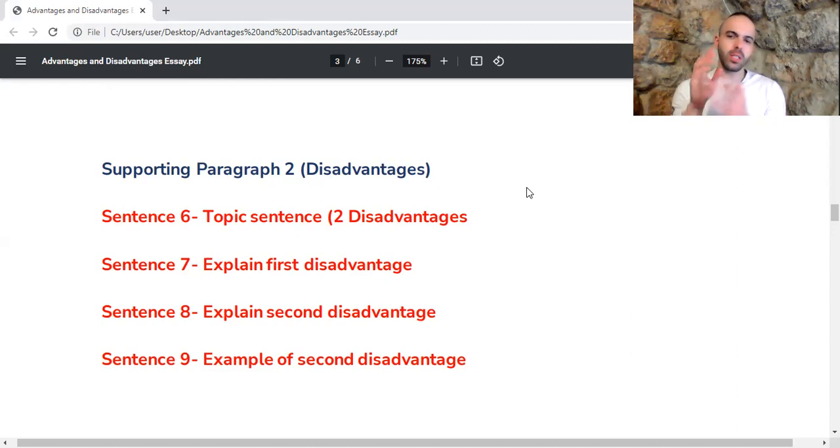Okay, so as you can see, you can miss out the example sentence for the first advantage or the first disadvantage if you choose to write 2 advantages or 2 disadvantages. Okay, and again, I do recommend writing only 1.